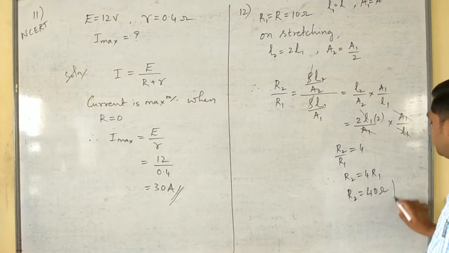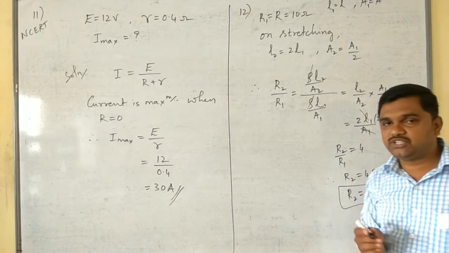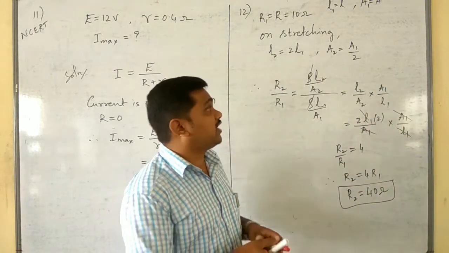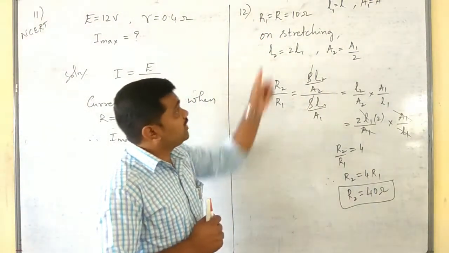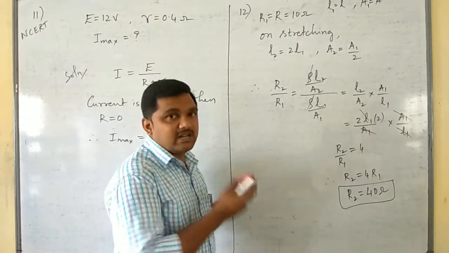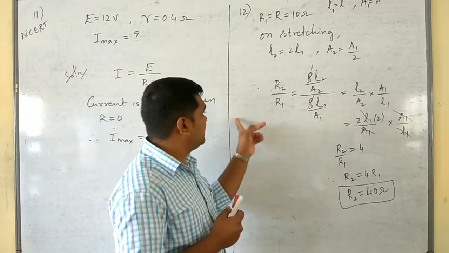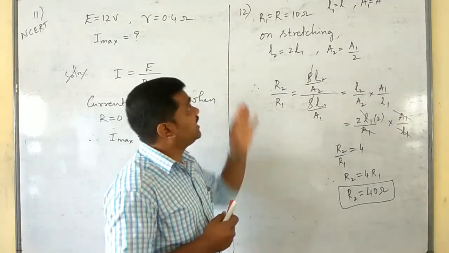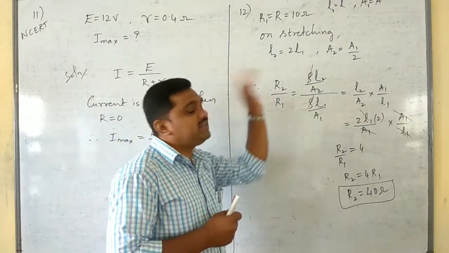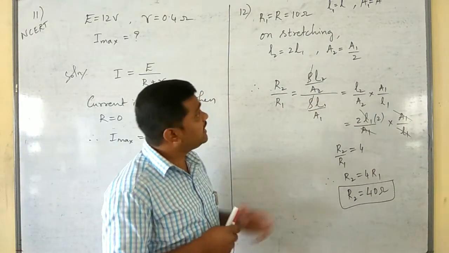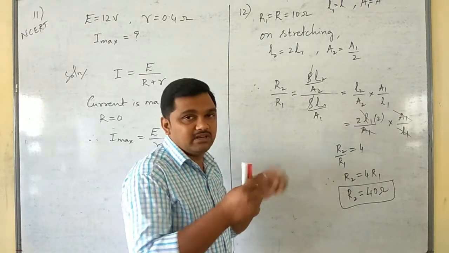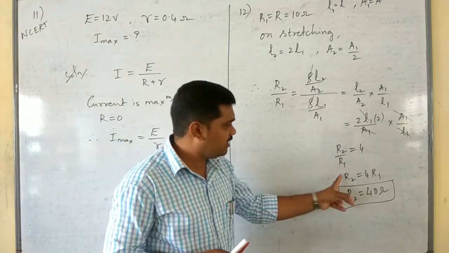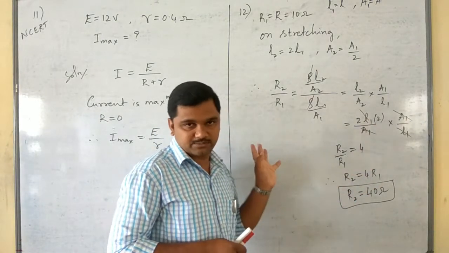4 times R1 means R2 becomes 40 ohm. Please remember, in objectives we use one shortcut. In such a case of stretching, when the length is multiplied by n, here n is equal to 2, the resistance will become n square times R. Since the length is doubled, n square means 4. So resistance becomes 4 times.